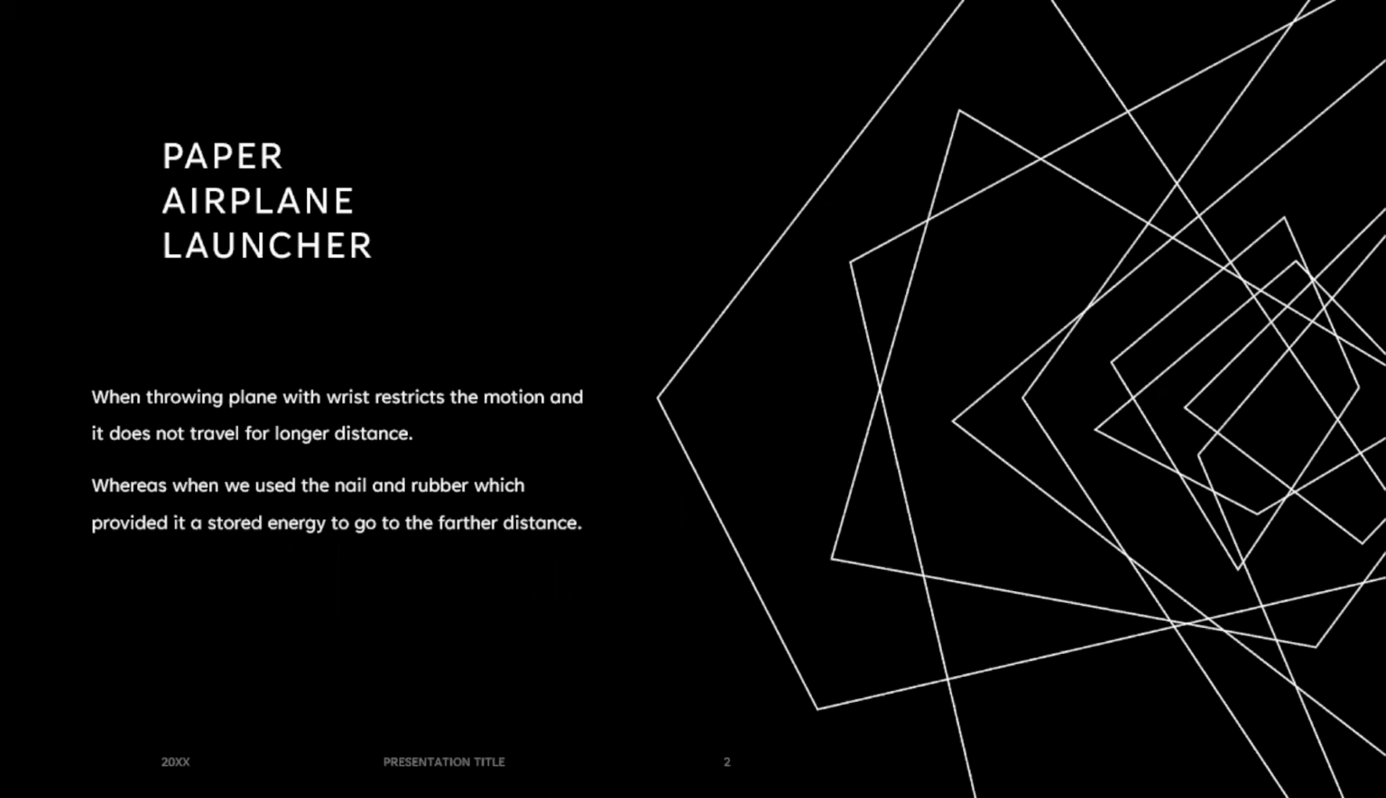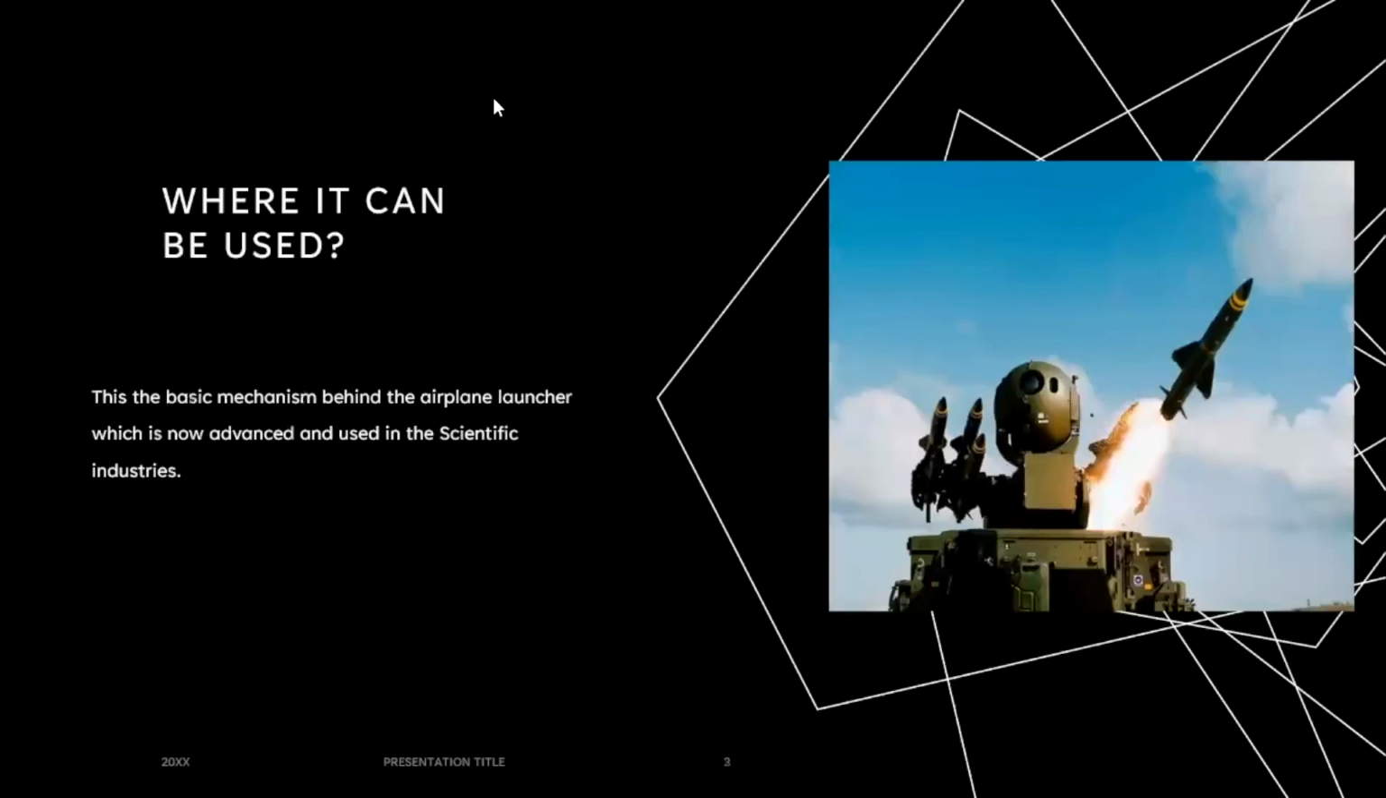that the band and the nail help us store energy. After storing the energy, it can be used to throw the plane a further distance, which is used at many places. It is the basic mechanism of any airplane launcher used by scientists.